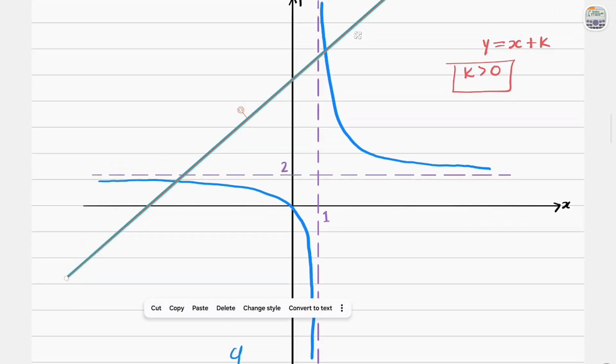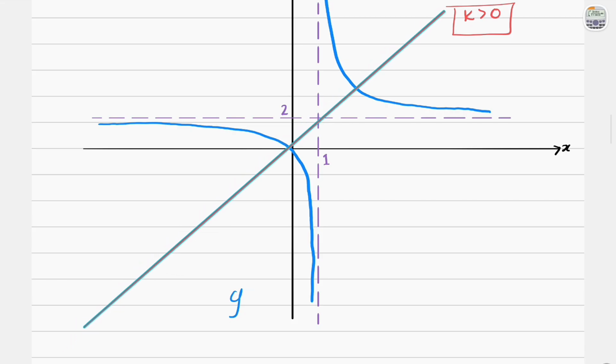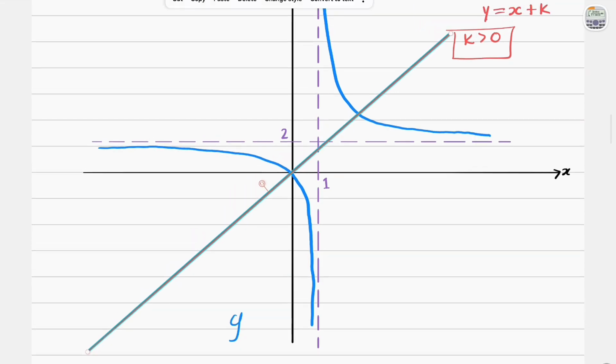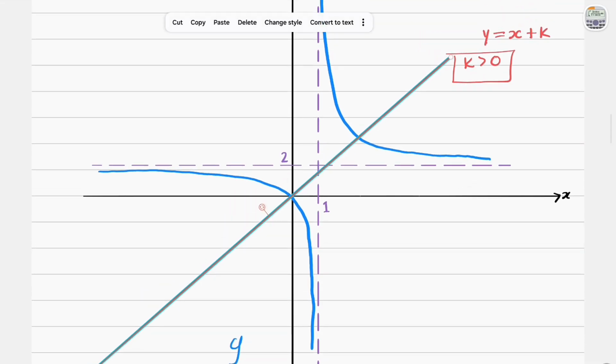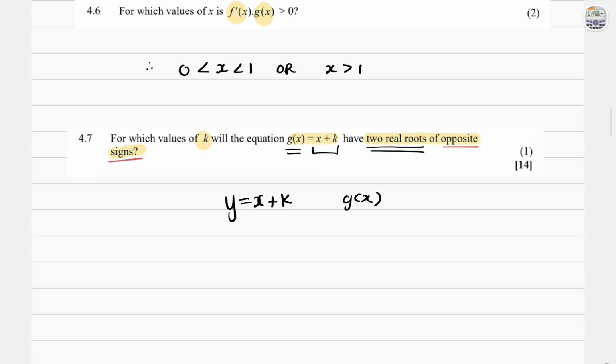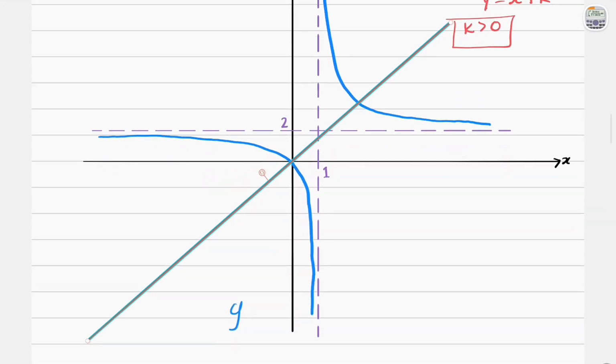Now, let's see when we make k less than 0, what happens? There's already a problem here. You see, when k is equal to 0, look at the intercepts that it has. Look at the roots it has. It has a root at 0. It has another root at a value greater than 1. That's already not meeting the criteria. We want them to have opposite signs. 0 is not a positive nor a negative number, so it already doesn't meet this criteria.